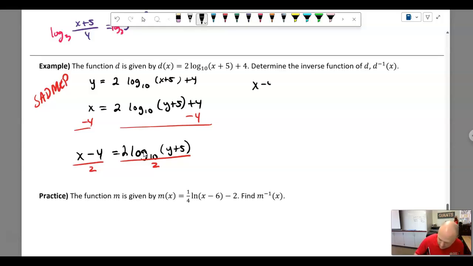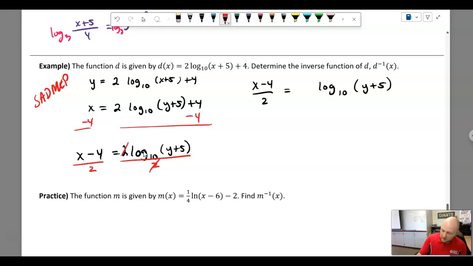And we get x minus 4 divided by 2 is equal to 2 log base 10 of my argument, which is y plus 5. Okay, we got a lot here. No, I already divided by 2. I don't have a 2 anymore. Get rid of that. This cancels.